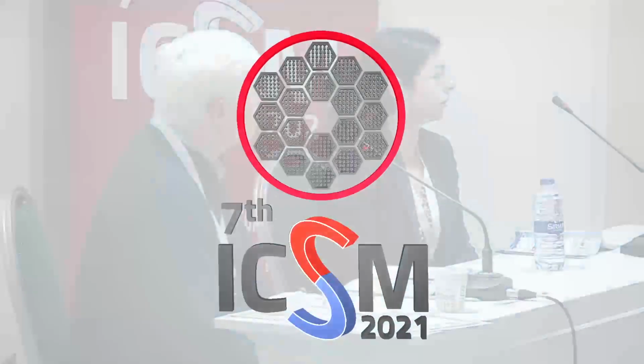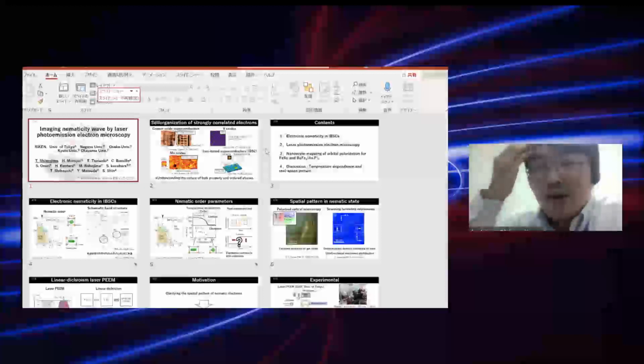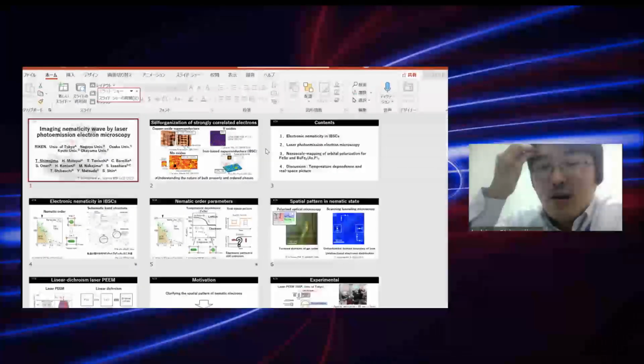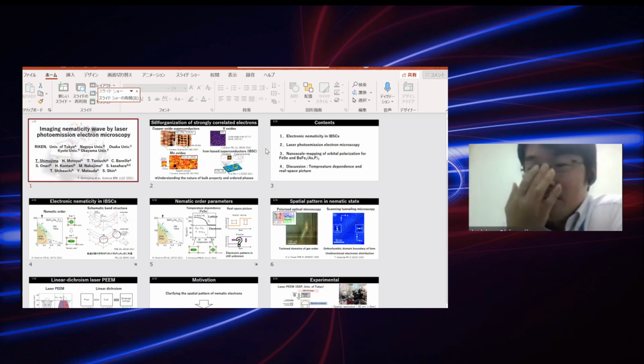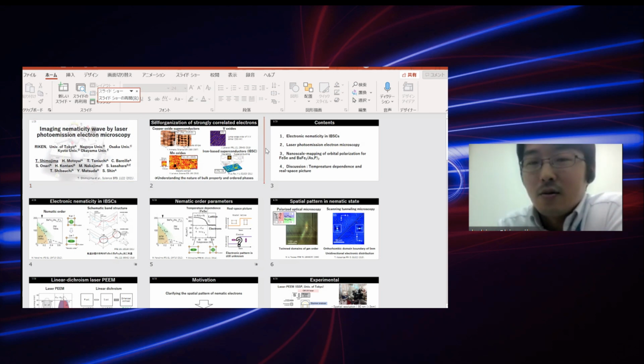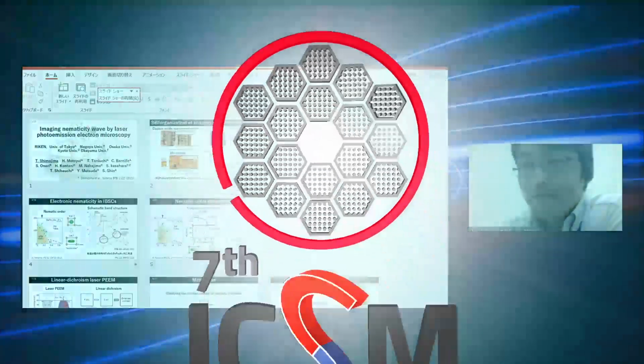Yeah, that's a very important point. So we didn't apply such an external field yet, but it will change the stripe pattern, I guess. So I will try such an experiment in the near future.